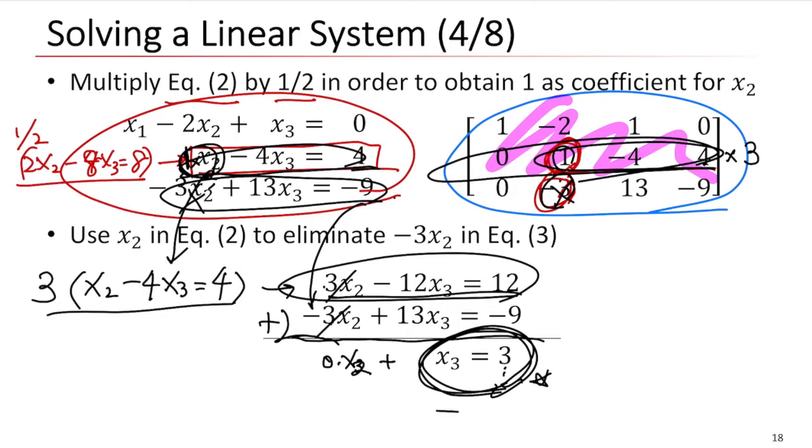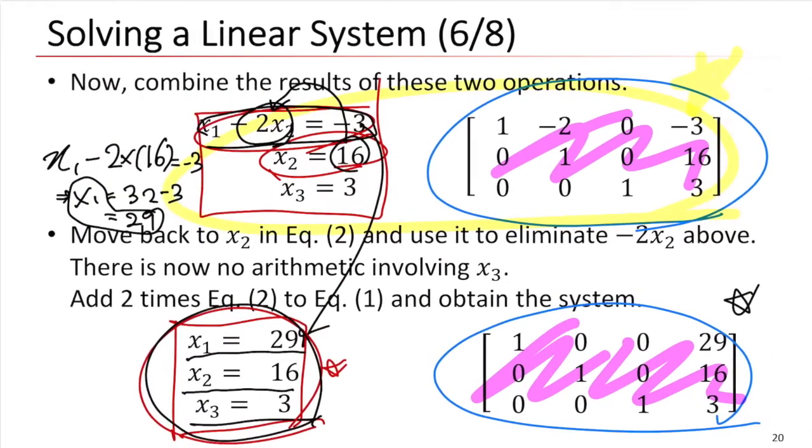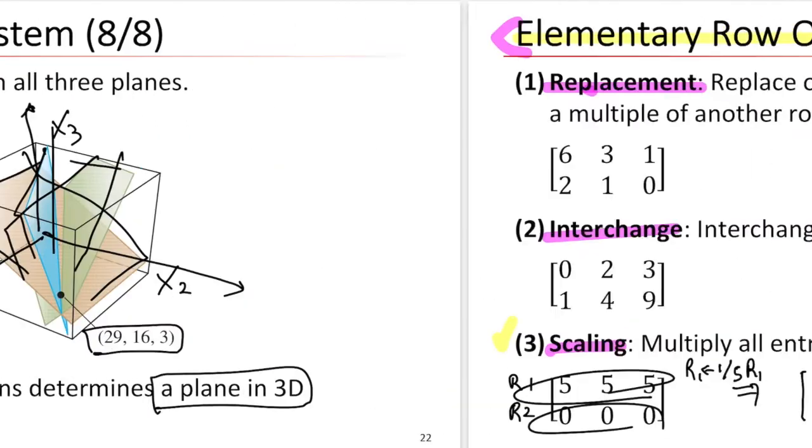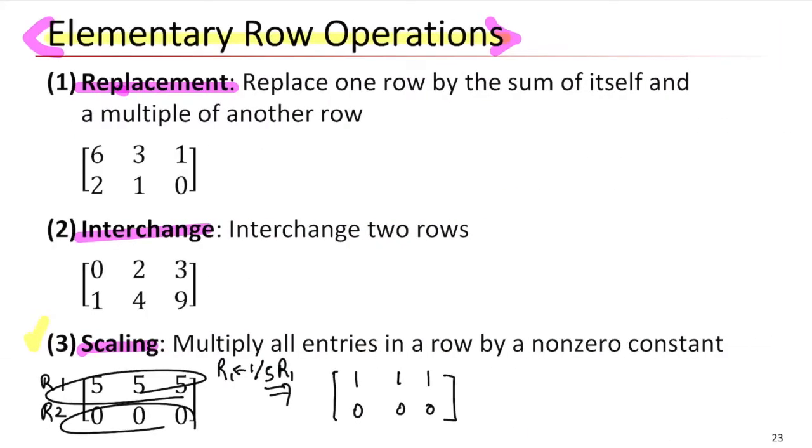So to get this value, we want to use the scaling property, right? So this is the scaling. And when we want to exchange the rows here, it just exchanges the two rows.